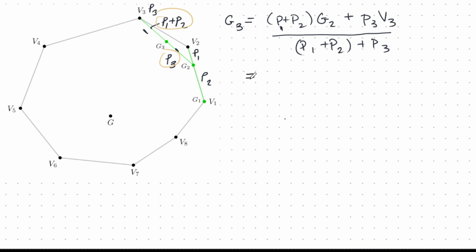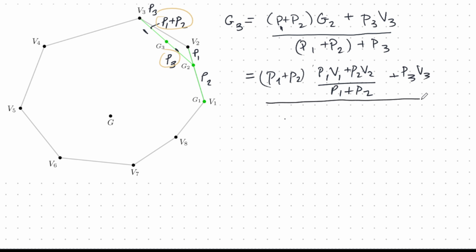Now I substitute back. What was G2? Well, P1 plus P2. Let's put back what G2 was. If you go back and look at what G2 was, it was P1 V1 plus P2 V2 over P1 plus P2, plus P3 V3, like this, all over P1 plus P2 plus P3.